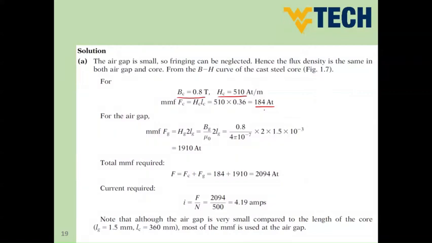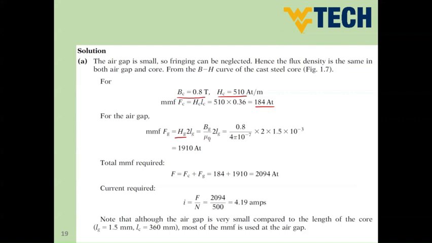How can we get it? So simply we can say F air gap equals H in the air gap times 2 lg. Lg is 1.5 millimeters, so we can say the overall air gap length is 3 millimeters. So we can say B gap divide mu naught.